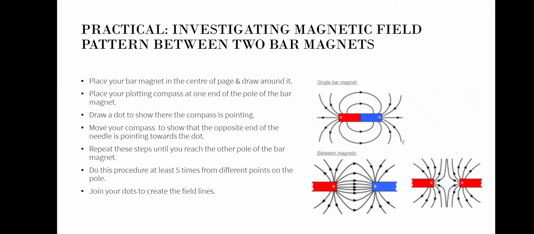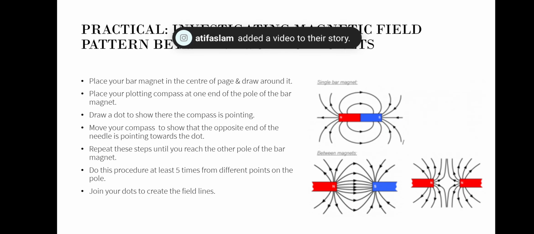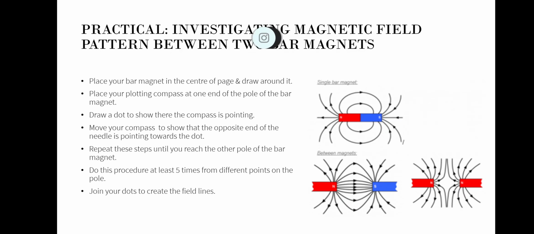The diagrams at the right hand side are also important. They are showing magnetic field lines between a single bar magnet and between two magnets, so make sure to remember these two. Magnetic field lines between two like poles, like north to north or south to south, they repel. So the magnetic field lines are moving away, as you can see in the diagram on the bottom right hand side.